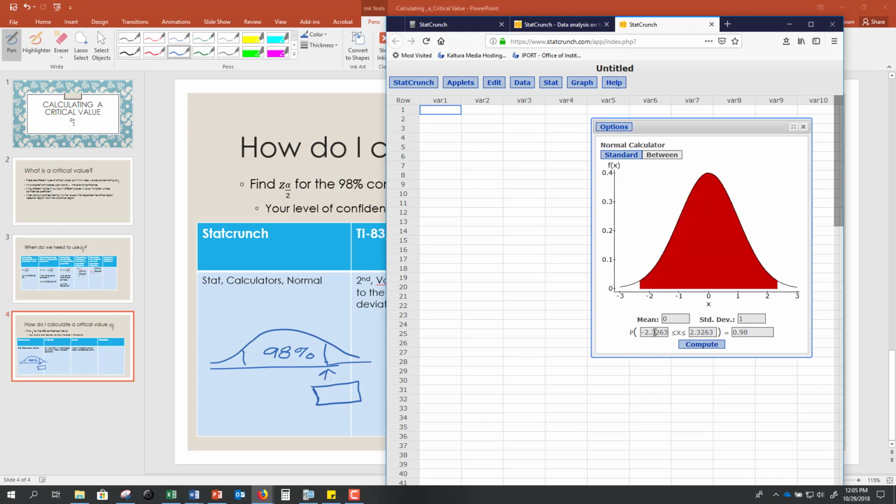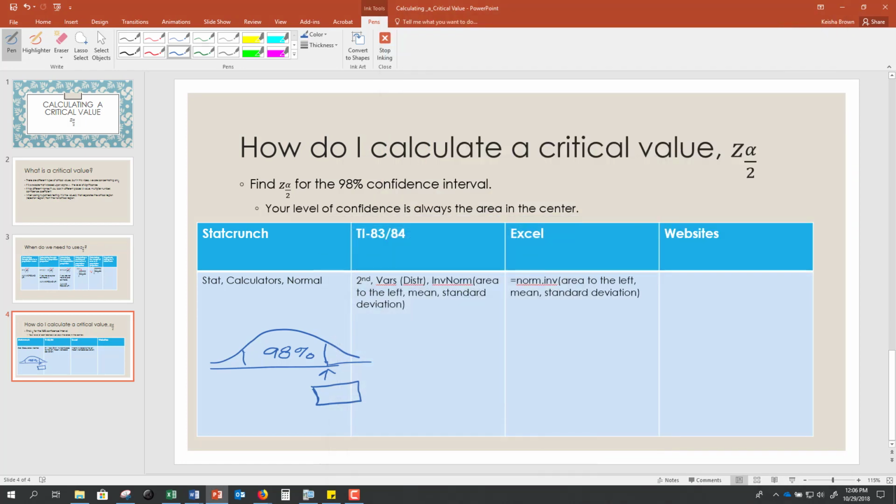And it gives us our two z-scores. It gives us the negative value and the positive value. And so what you have to know is that when we're talking about the critical value, we only want the positive z-score. So 2.33, rounded to 2 decimal places.